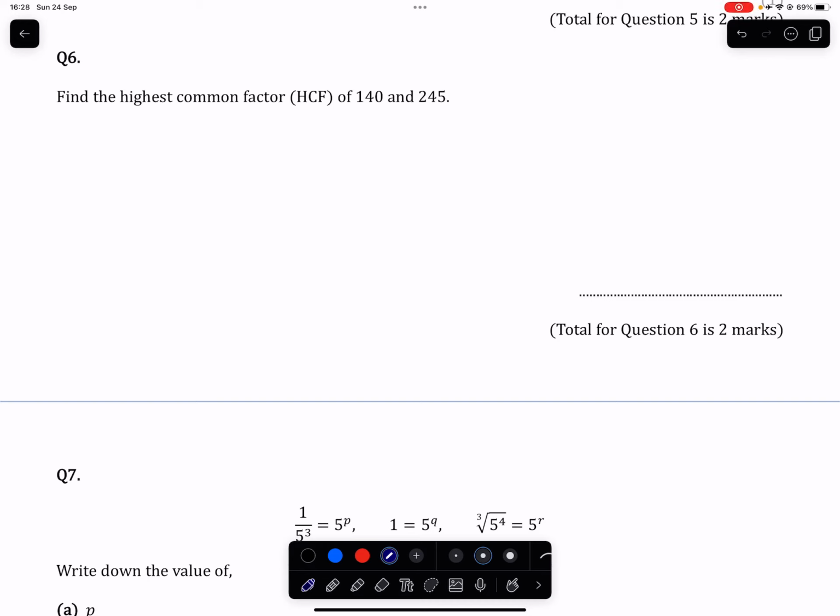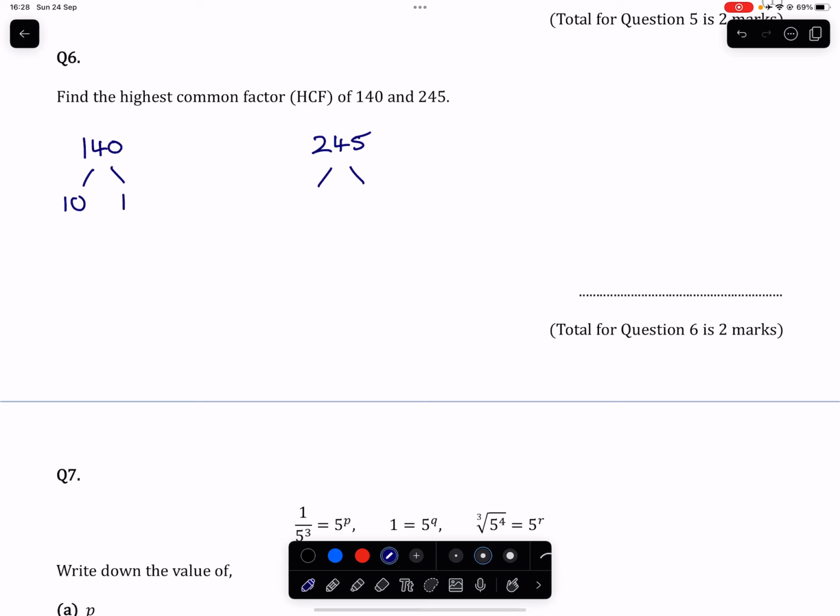Question 6. Find the highest common factor of 140 and 245. So one of the options here is that we could just list all of the factors of 140 and all of the factors of 245 and look at those lists and see which one is the biggest. Or we have two other options that both start the same way, and this of course is the method that you would want to use most of the time, especially when the numbers are large.